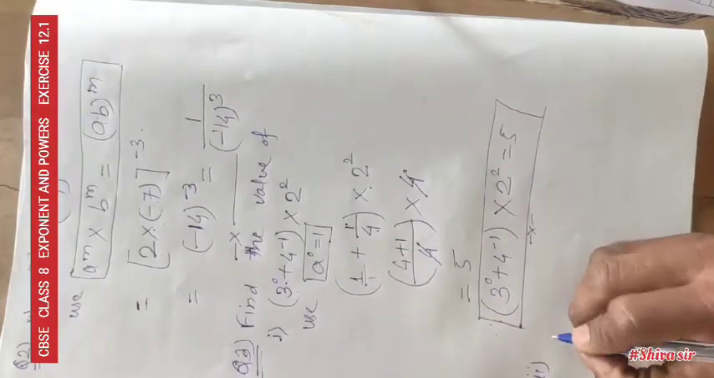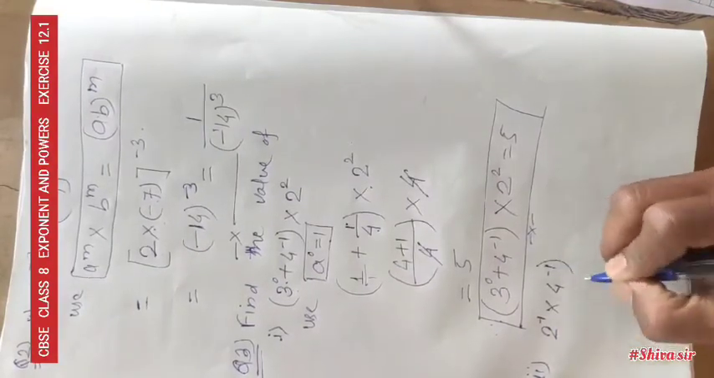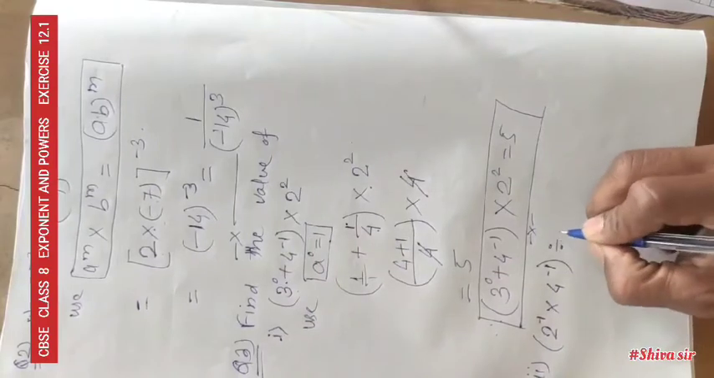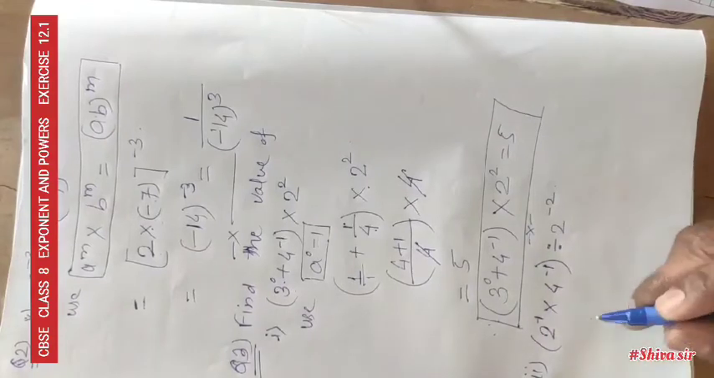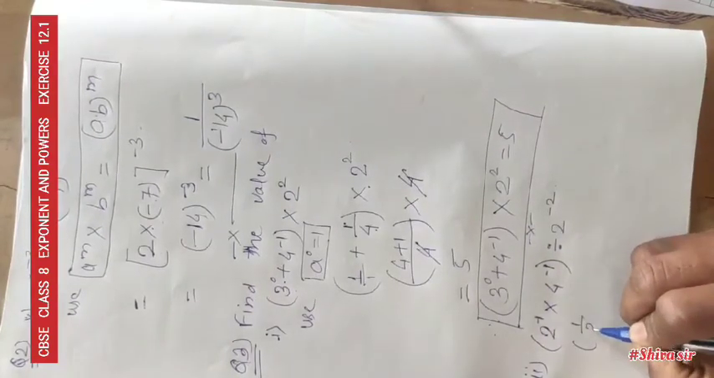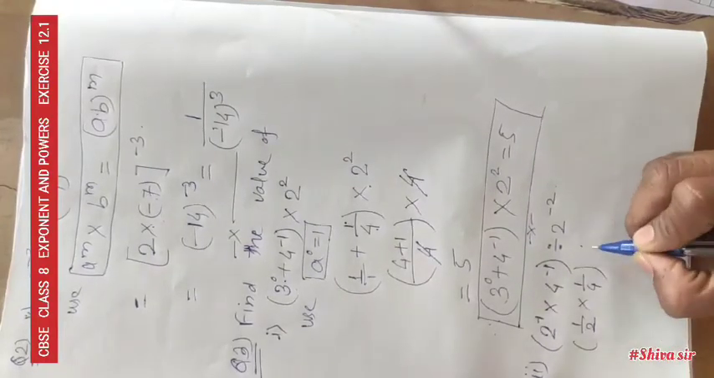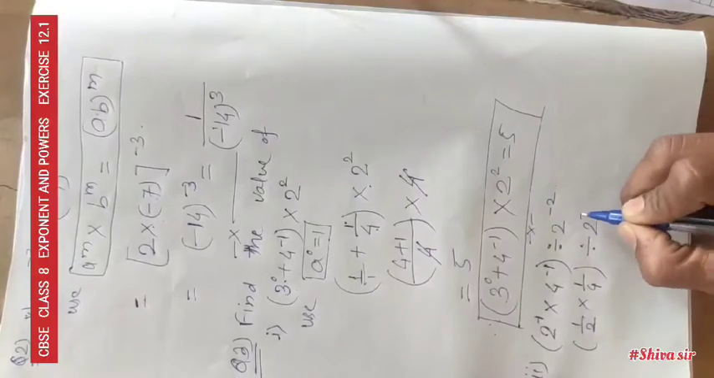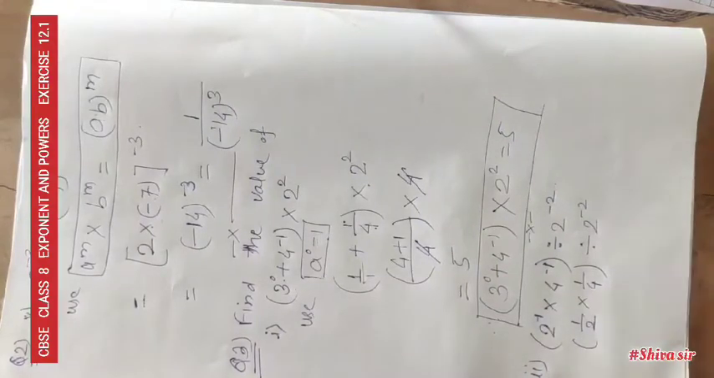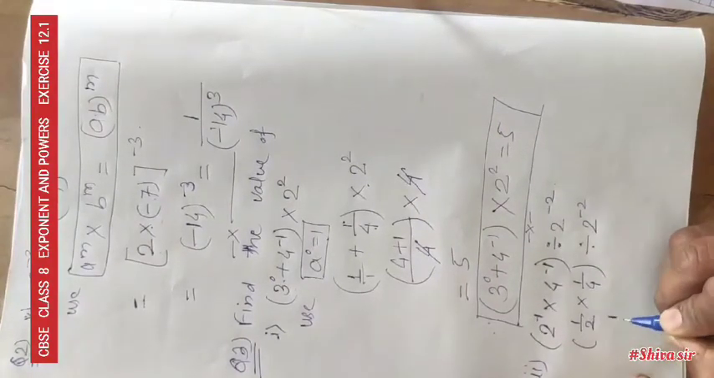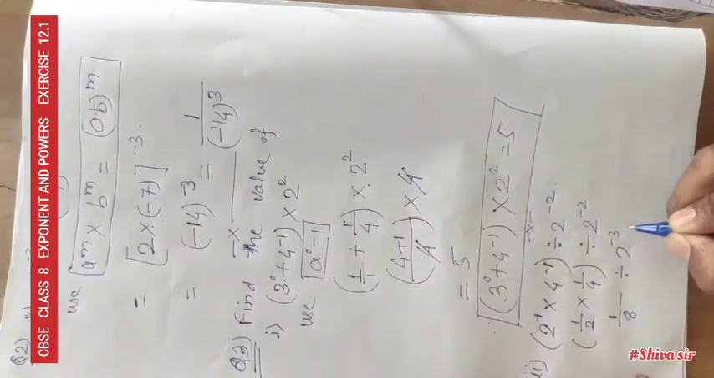Is 2 raised to the power minus 1 into 4 raised to the power minus 1, divided by 2 raised to the power minus 2. So in this concept, 2 raised to the power minus 1 means 1 upon 2, into 4 raised to the power minus 1, that means 1 upon 4, divided by 2 raised to the power minus 2. So in this example, simply write down 1 into 1 is 1, 2 into 4 is 8, divided by 2 raised to the power minus 3.